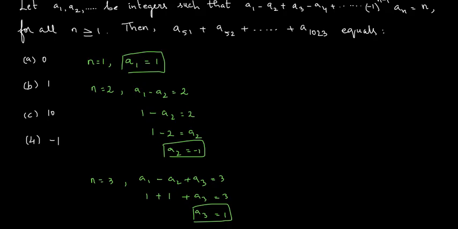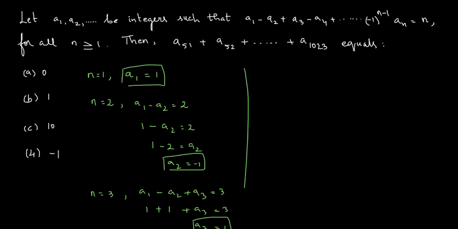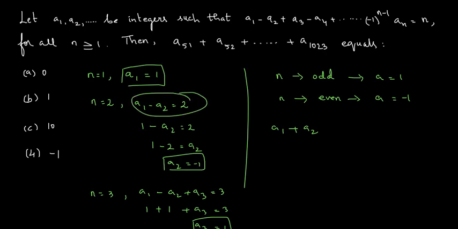So we can say in a generalized format, when n is odd, then the value of an will be 1. When n is even, then the value of an will be minus 1. So let's take a1 and a2. Here they have given a1 minus a2. That's why we got the value as 2 when adding the series.